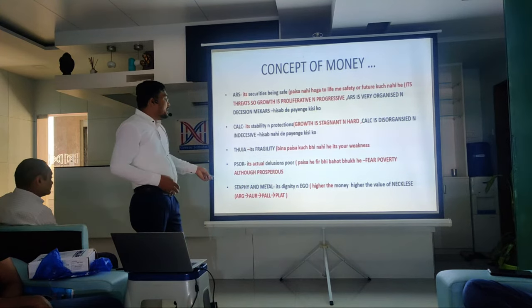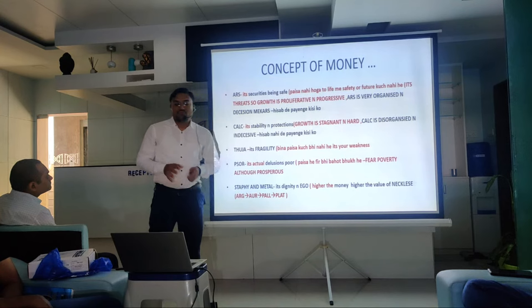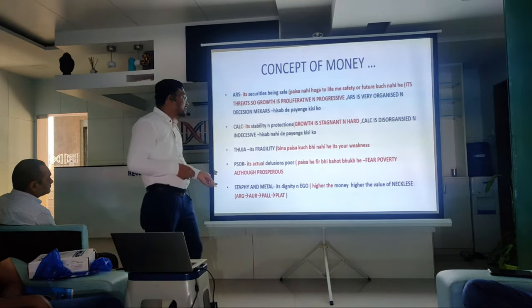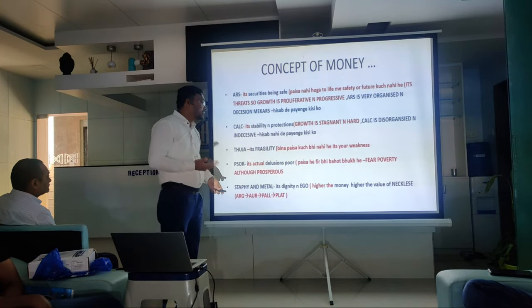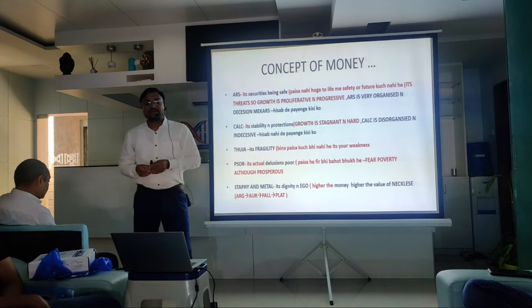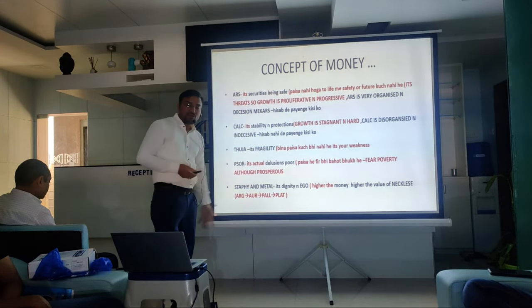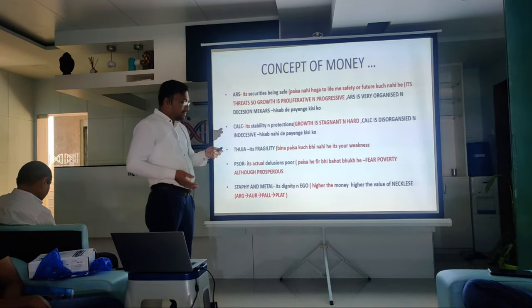Steffi and metal, it's a dignity and ego. For Steffi, mostly the pride is for Steffi's area. It's an esteem, high esteem for metal. If there is more money, there will be more value, meaning higher the money, higher the value of the necklace. Right? It could be any necklace: palladium, platina, aurum, silver, whatever. Right? More money, more value.